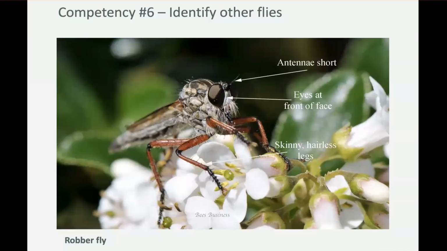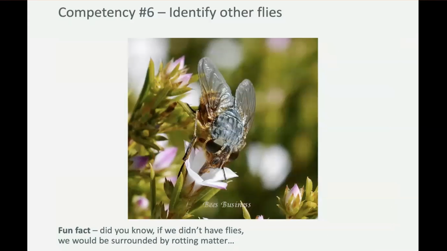A robber fly. They ambush their prey and they're pest controllers. They're great. They also eat other things, so it's a balance. Again, short antennae, eyes at the front of the head, skinny legs. And here we have a blowfly, typical blowfly. And did you know that if we didn't have flies, we would be surrounded by rotting matter? We don't want that. Flies are cool.